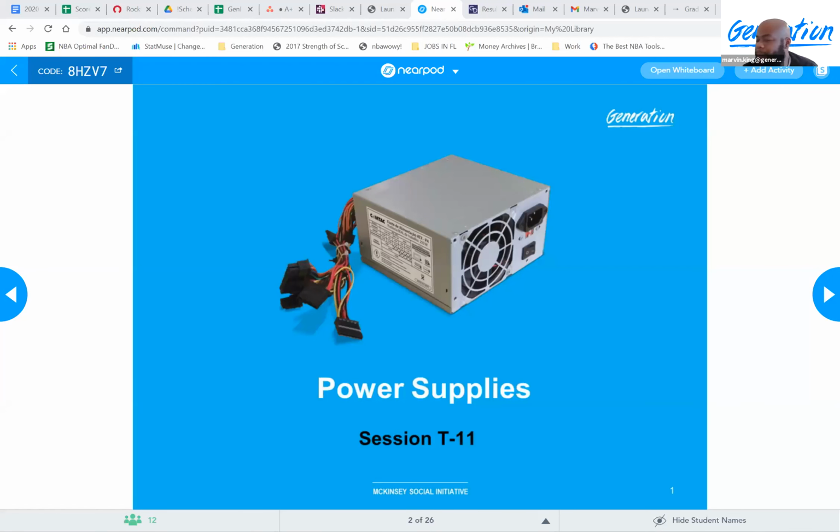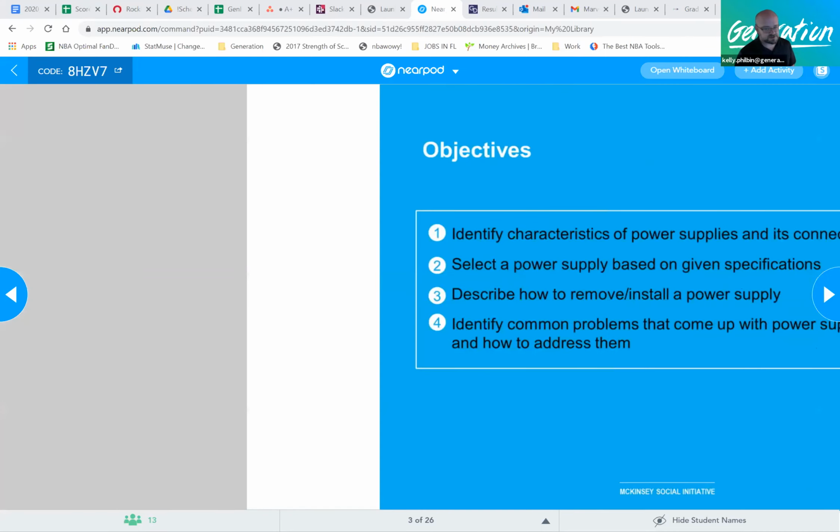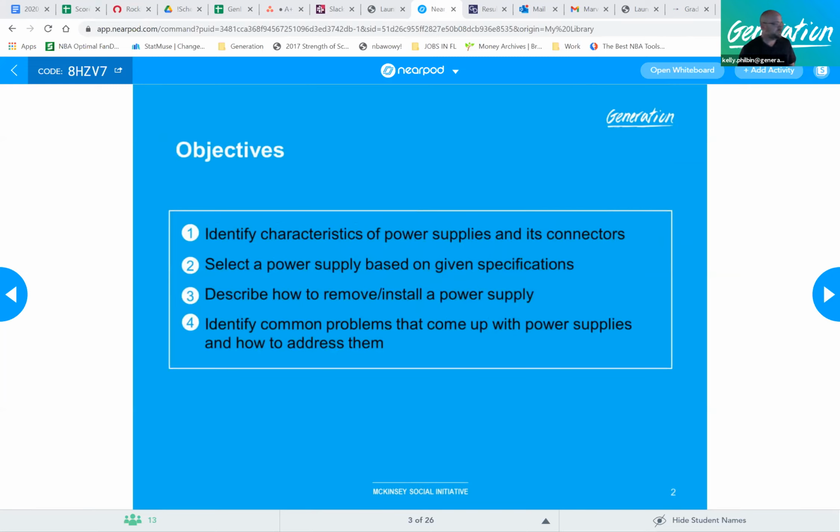All right, today we are going to be looking into power supplies. The objectives for this particular lesson are: we are going to identify the characteristics of power supplies and the connectors. We're going to be able to select a power supply based on given specifications and the needs that we would have for that computer. Describe how to remove and install a power supply, and identify common problems that come up with power supplies and how to address them.